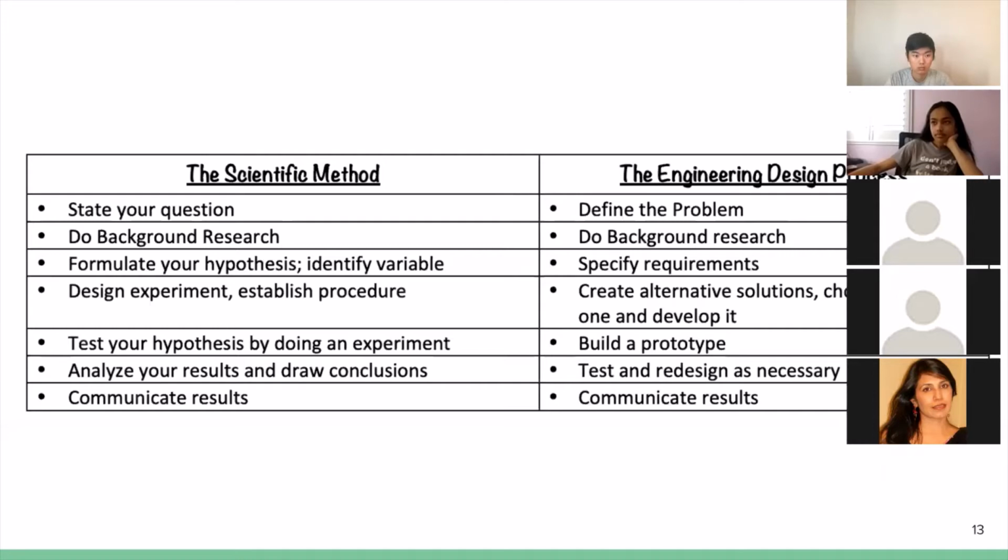So it's kind of similar to the engineering design process, but there are some differences. In the engineering design process, you want to test different prototypes and go back, while in the scientific method, you really only want to completely change your design procedure if it just doesn't work.